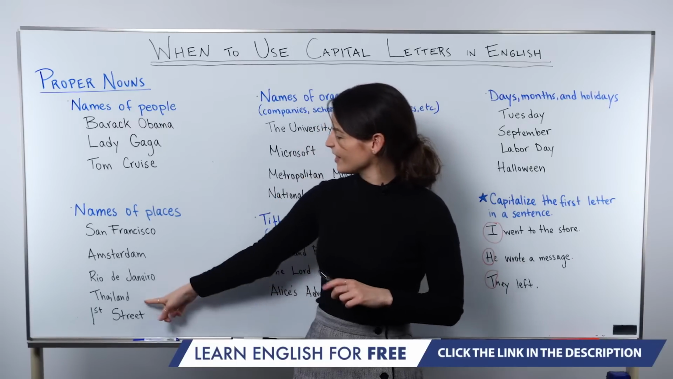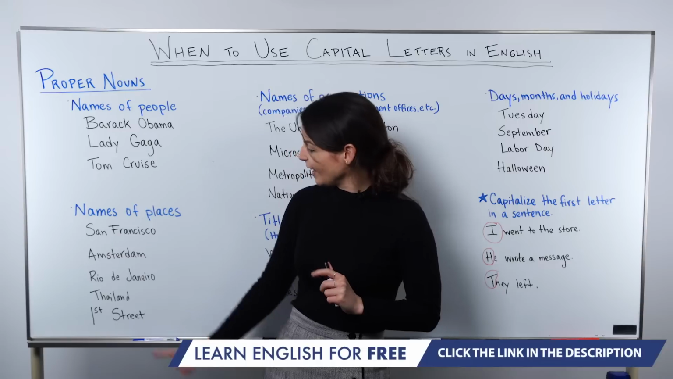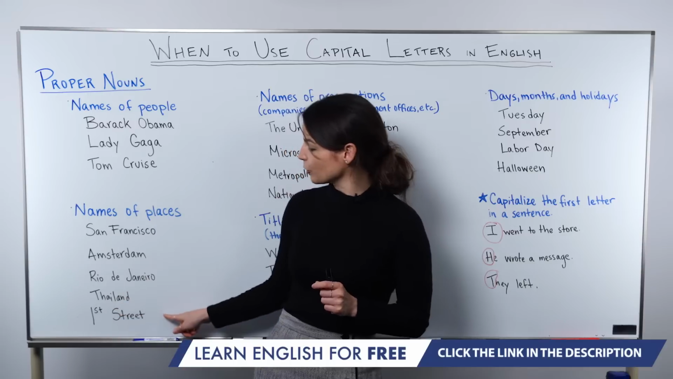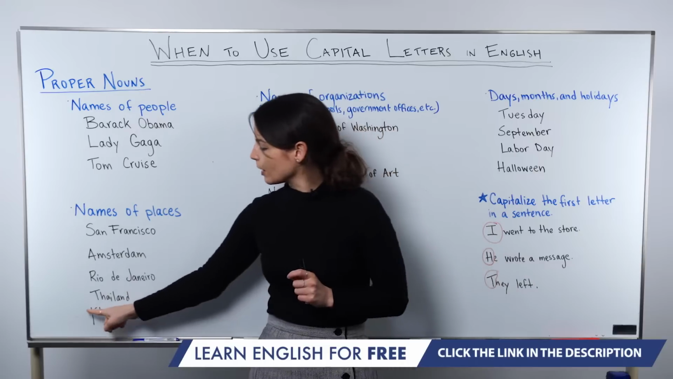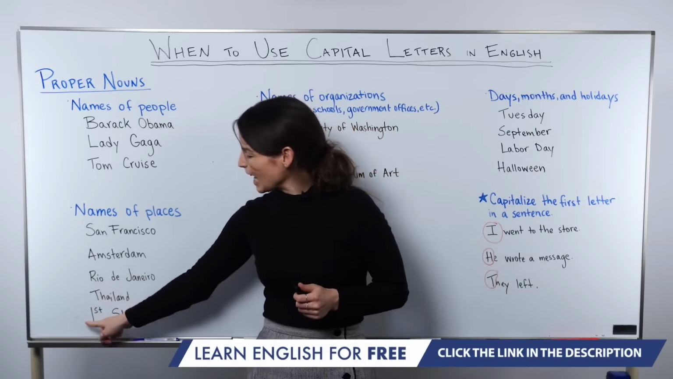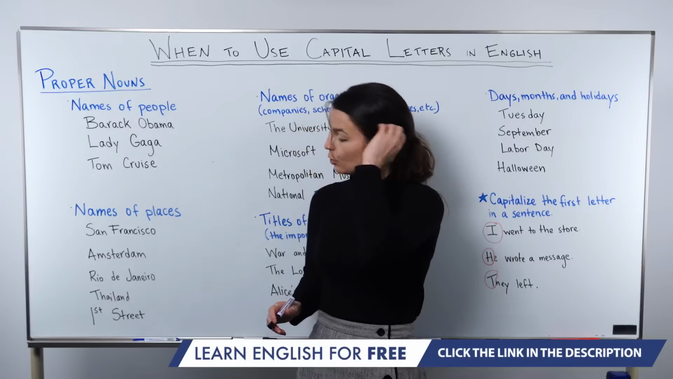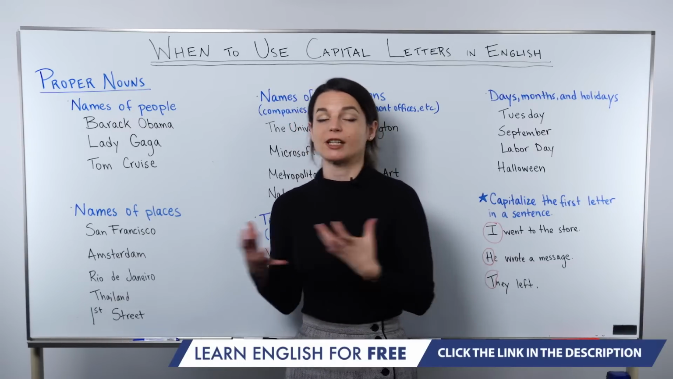Okay, next one is another country, Thailand. Thailand, the T here is capitalized. And here's one example of a street. I have First Street. So when you write the name of a street, in this case it's just a number, but we use a capital letter here, and we use a capital letter before the street name. You might also see this with avenue, for example, like First Avenue.